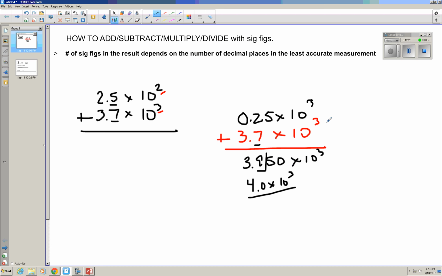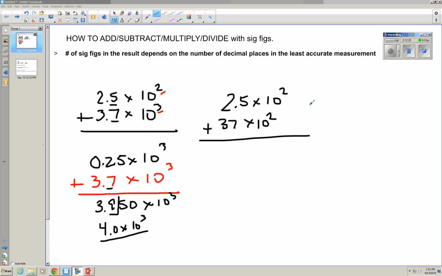Now, I want to do the problem the other way with the other answer, just to show you that they're both the same. I've placed both of these numbers into times 10 to the 2. Now when I evaluate decimal places, this answer has one decimal place. This answer has none. So my answer can have no decimal places. Do the math. You get 39.50 times 10 to the 2.